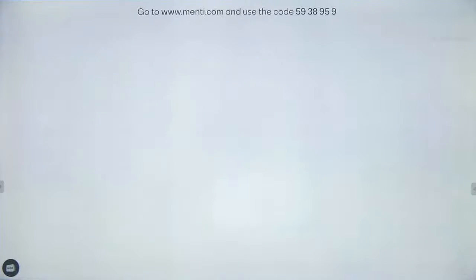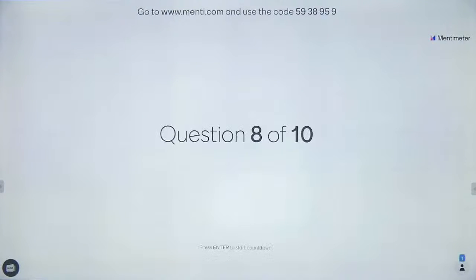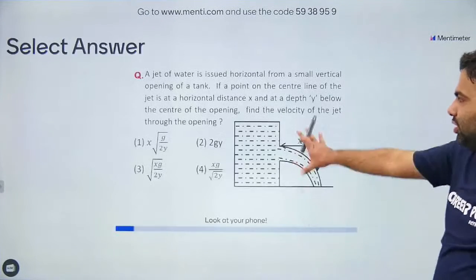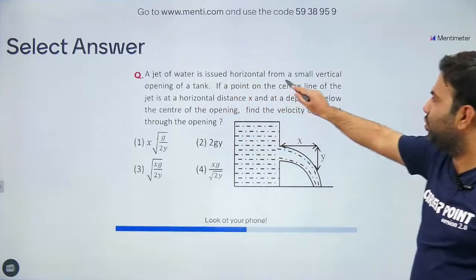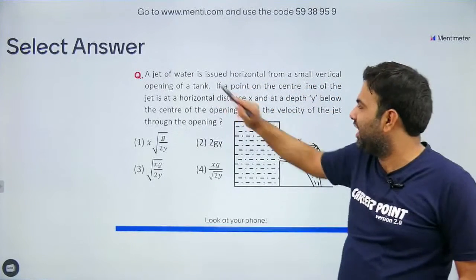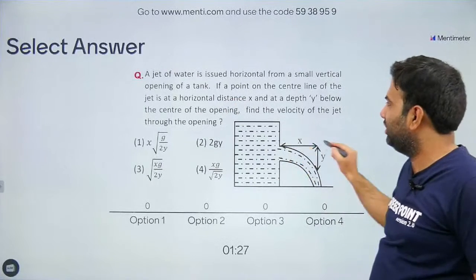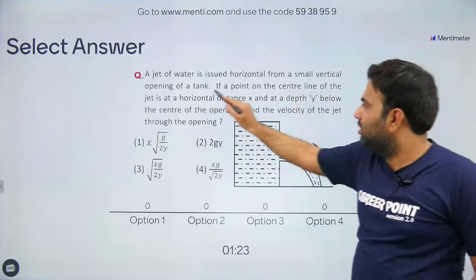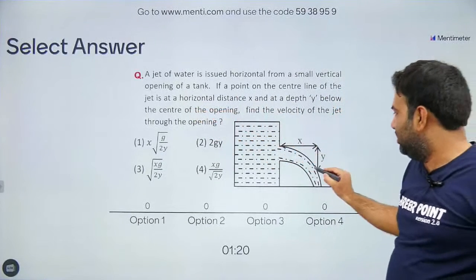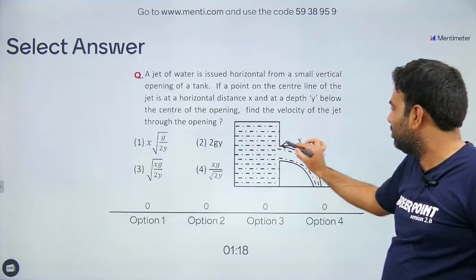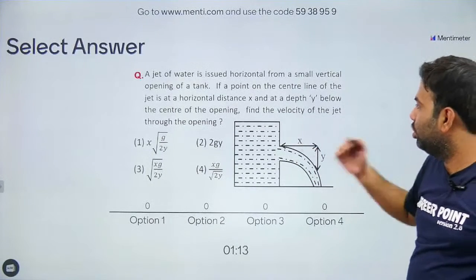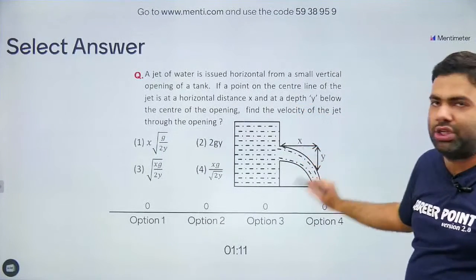Next question in front of you. Three questions are remaining, so this is the 8th question out of 10. Answer fast to get more points. Okay, so this is the question. A jet of water is issued horizontally from a small vertical opening in a tank. Water is releasing horizontally. Okay, this point is at horizontal distance x from the point of projection and vertical distance y. So you have to calculate the horizontal velocity of projection.